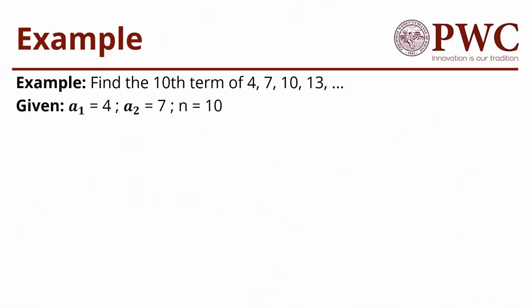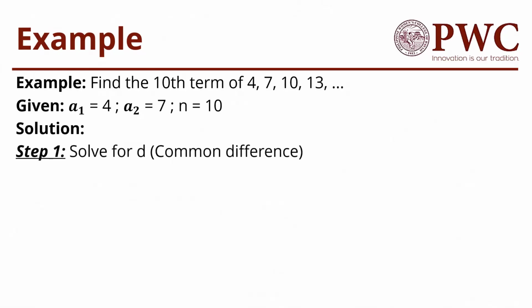Now, what's the first step? We need to list all of the given information. So the first term, a sub 1, is 4, a sub 2 is 7, and n is equal to 10. So n represents the term that we need to solve, which is the 10th term. Step 1, we need to solve for the common difference.